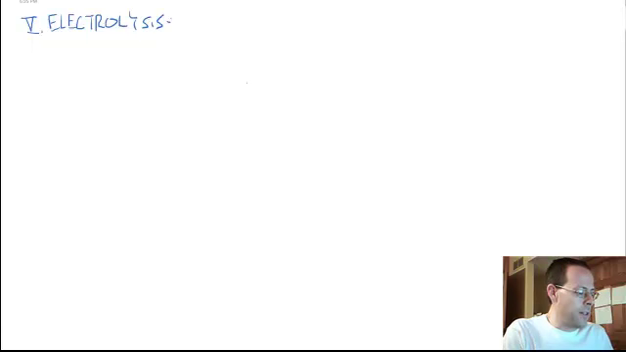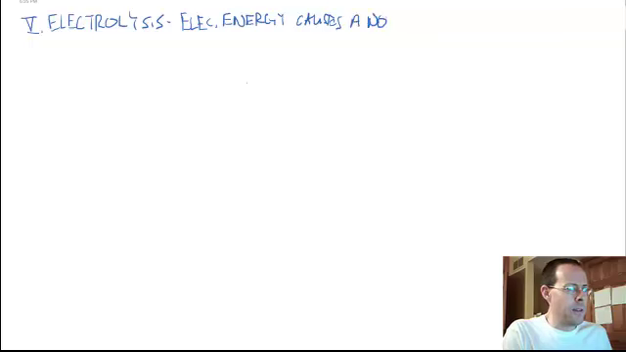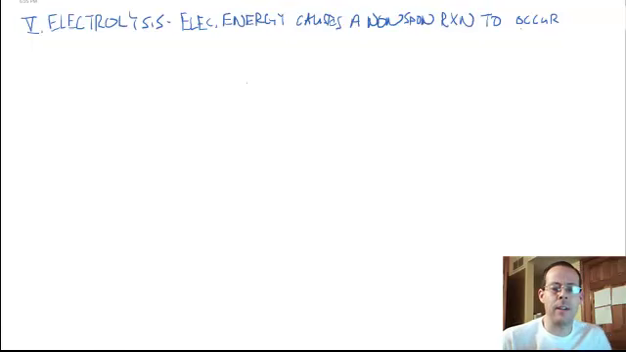And electrolysis is simply electrical energy, so again, electrical energy causing a non-spontaneous reaction to occur. So it's basically the exact opposite of a galvanic cell or a voltaic cell, and both of those happen spontaneously. Electrolysis is causing the reverse reaction to happen.